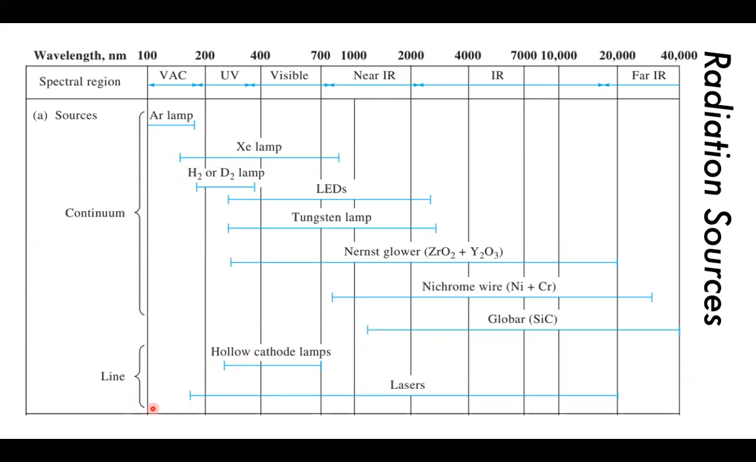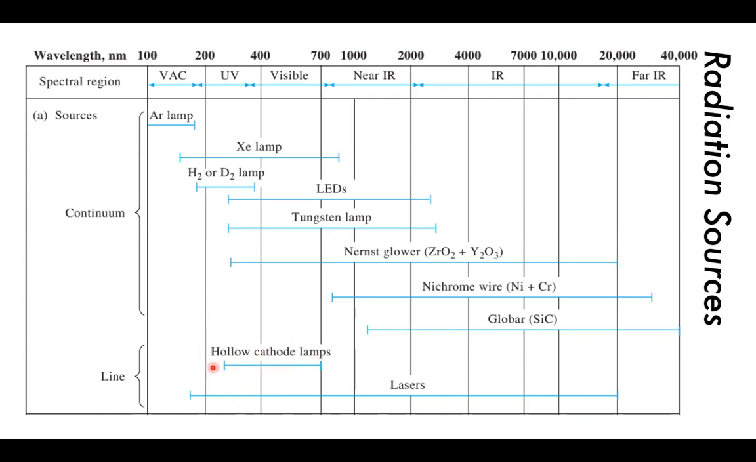Then the line sources. Continuum sources produce a lot of different wavelengths all at the same time. Line sources produce very few wavelengths, so they're very specific to a certain spectral region. Whilst it says here, for example, that lasers cover this entire range, that's because you can tune a laser to produce wavelengths over those different ranges. It doesn't mean that the laser produces a wavelength over the entirety of this spectral range. It really just produces little lines the whole way along, and you can tune it to be at different wavelengths. The most common is usually around 800 nanometers.